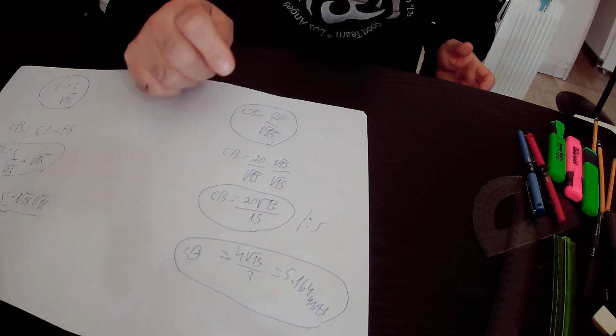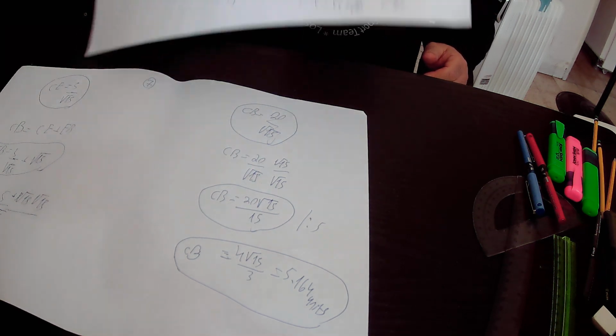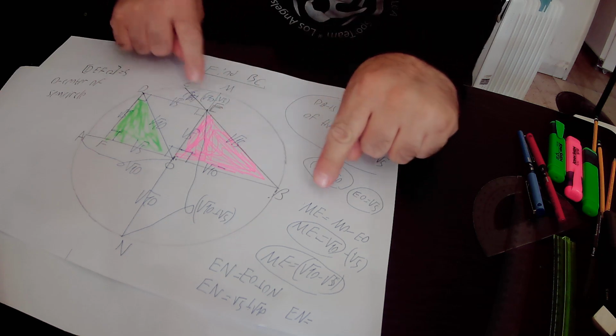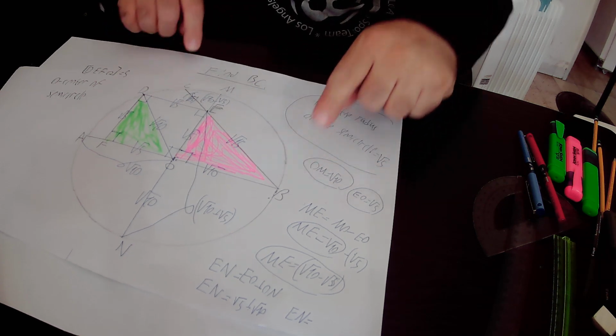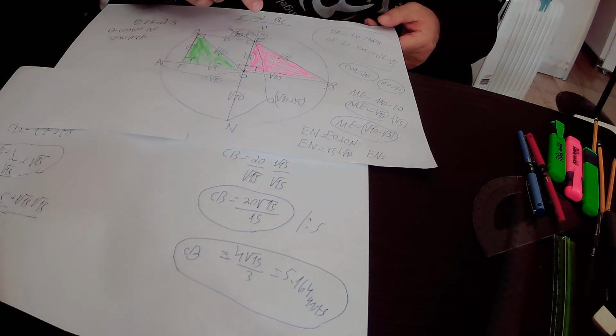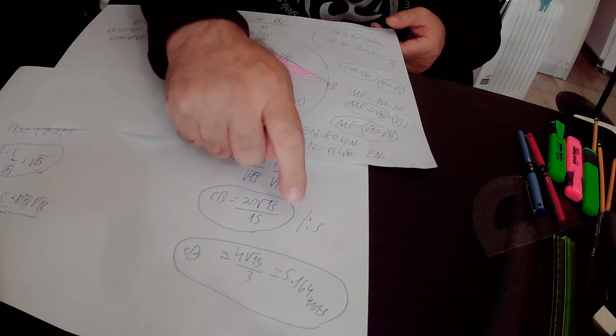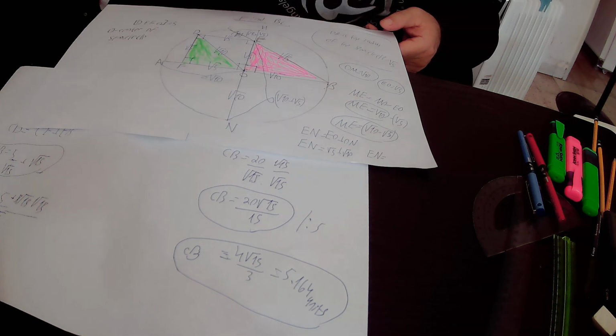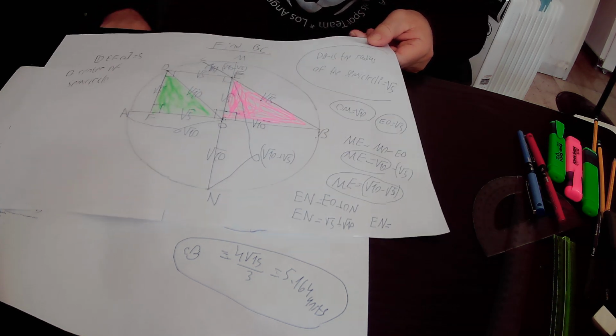So in conclusion we found out that the length of this chord CB equals 4 times square root of 15 over 3 units, or in decimal terms, it equals 5.164 units. Okay, thank you very much.